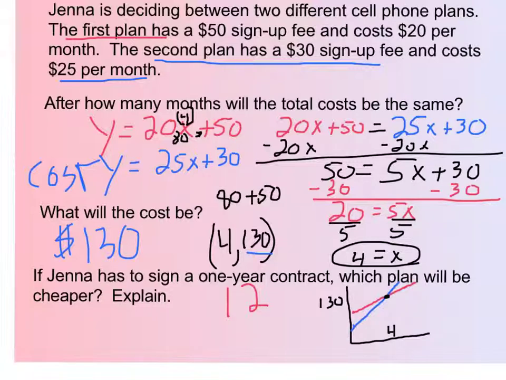Okay, so I did a visual. The blue plan starts off lower but has a steeper slope, and the red plan starts off high but has a flatter slope. And at 4 months, they both equal 130. But after that, the red plan is cheaper. So I would say plan 1, because after they meet, which is only 4 months, and you want 12 months for a year, after they meet, the red plan will be a lower price.